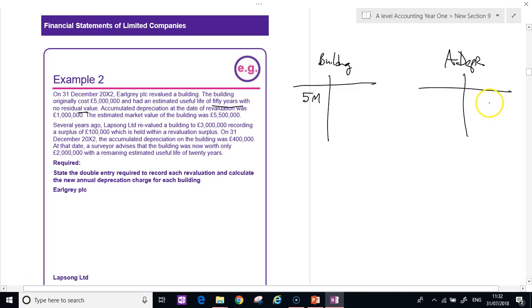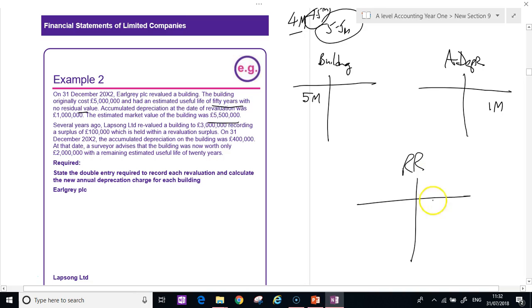My accumulated depreciation is 1 million as well. So really your net book value is 4 million, isn't it? So just by looking at this, which is what you always want to do, just do the logic first. The value of this building is 4 million. Someone has told you this building is now worth 5.5 million. So that means that this building has gone up in value by 1.5 million, right? So there's been an increase of 1.5 million. So you know that your revaluation reserve should show 1.5 million.